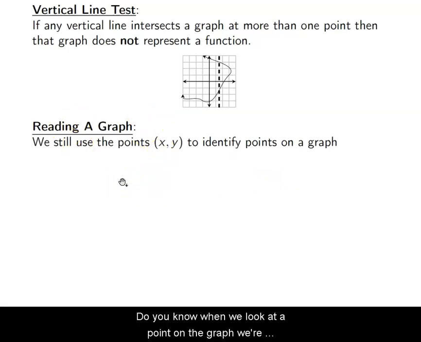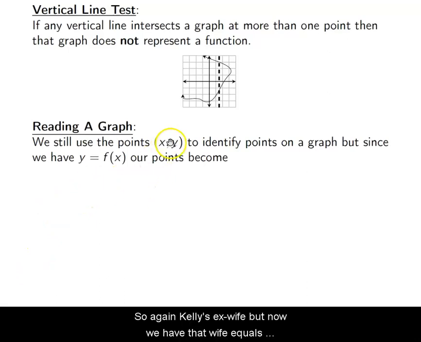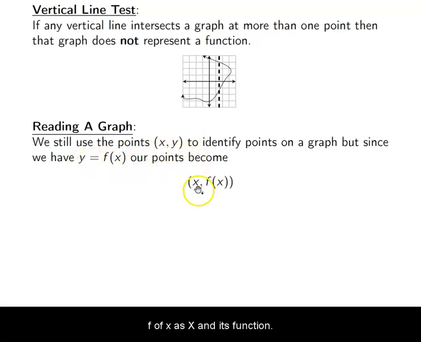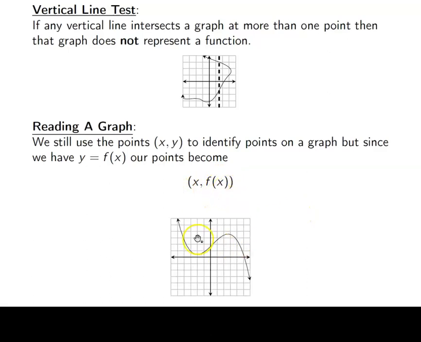When we look at a point on a graph, we're looking at it as an input and an output, or as an XY pair. Generally we use XY, but now we have that y is equal to f of x. So we typically refer to it as x and its function output in the notation. So here we have our graph. If this is my input of a, just some value, right? That's why we call it a fixed variable, because it's some value. It doesn't necessarily have to be 3 in this case.